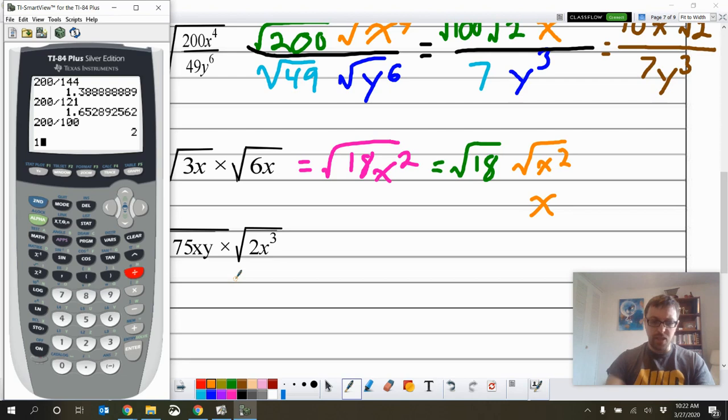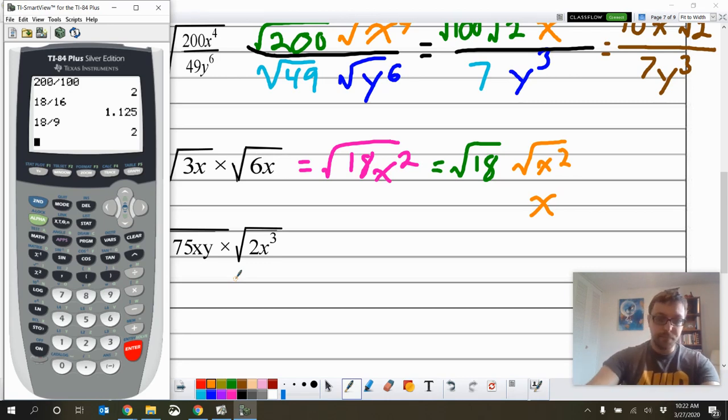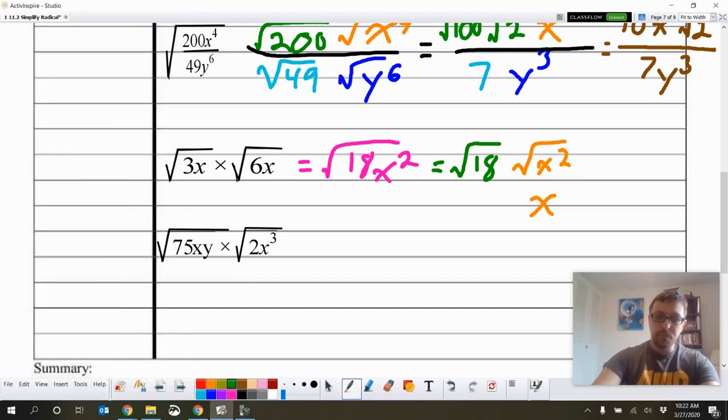I know 18 is really close to 4 squared. That's 16. That's no good. 18 divided by, oh, I just did 4, so let's check 3. 9. Success. All right. So square root of 9 and square root of 2. The square root of 9 is 3.